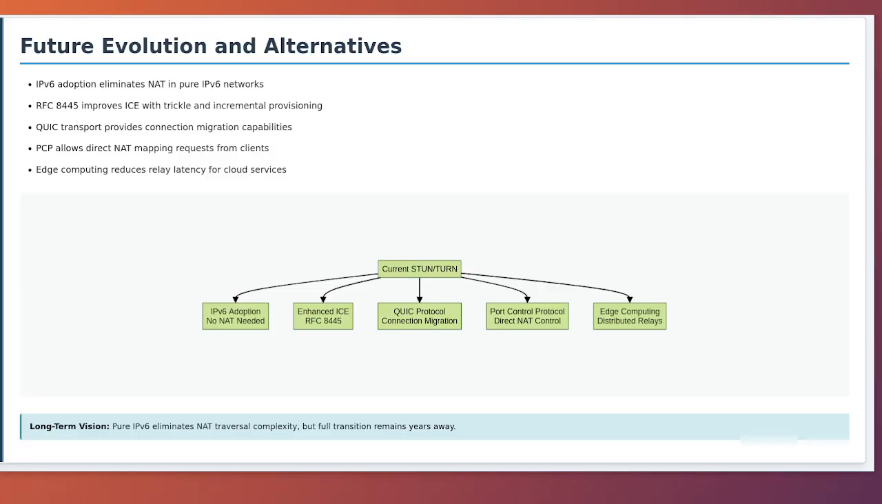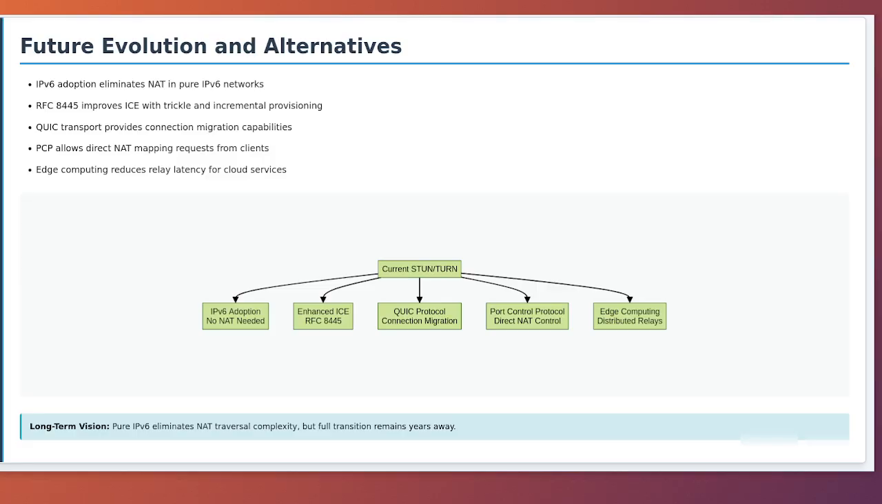WebRTC has driven improvements to ICE through newer RFC specifications. RFC 8445 updated the original ICE specification with lessons learned from deployment experience. It introduced more efficient nomination procedures, better handling of ICE restarts when connectivity is lost, and refinements to how consent for sending data is maintained. Trickle ICE, which allows candidates to be sent to the peer as they are gathered rather than waiting for complete gathering, speeds up connection establishment. Incremental provisioning allows adding new TURN servers or adjusting ICE parameters mid-session without restarting the entire connection.